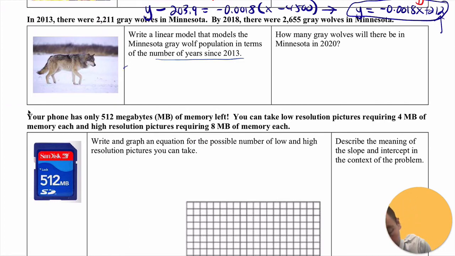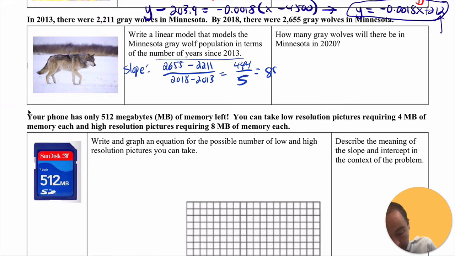First of all, we should be able to find the slope right here, because if we find the change in the wolves, 2655 in 2018 minus 2211 in 2013, and then 2018 minus 2013, so it's over a 5-year span. The actual change in wolves over those 5 years was 444. So if you do 444 divided by 5, it's 88.8.